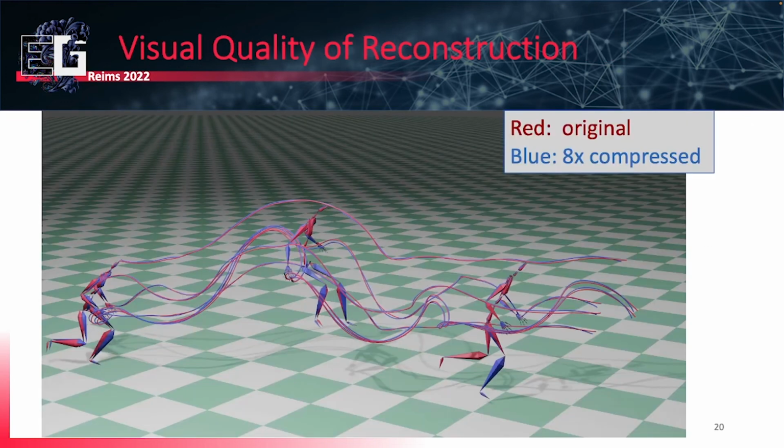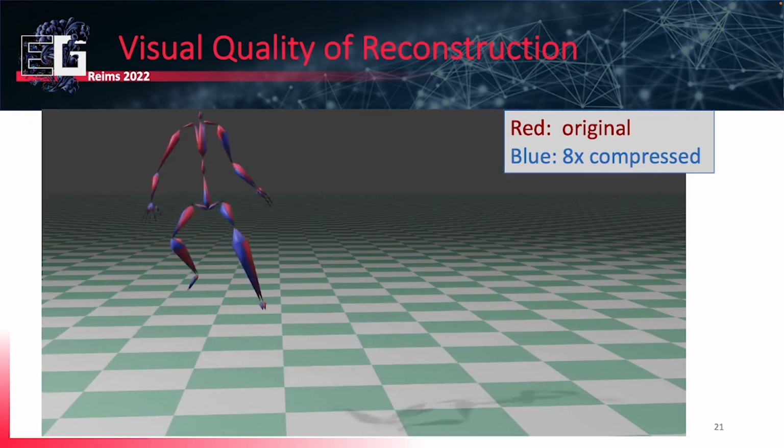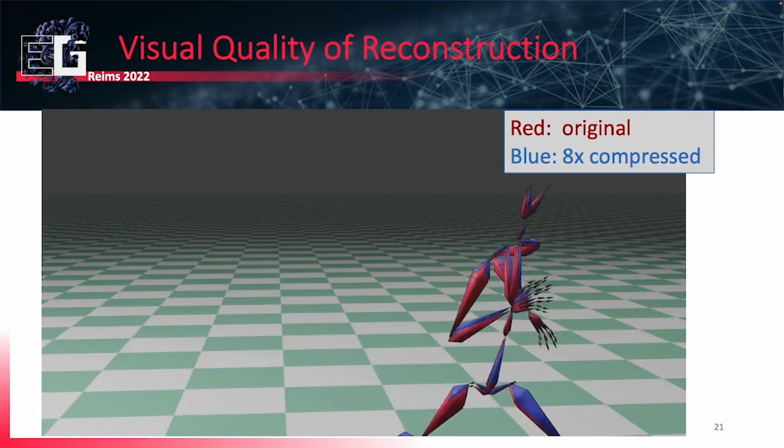This is the visual comparison of original and compressed motions. The red is the original motion, and blue is the 8 times compressed motion using our method. We can see that the difference appears to be very small. This is the same motion seen from another camera angle.